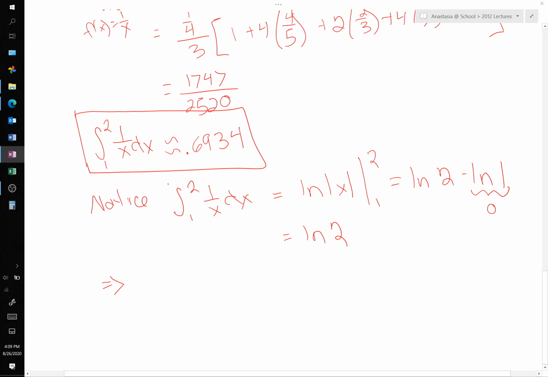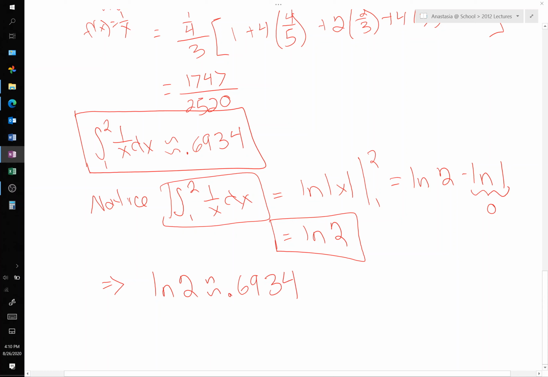Well, if we combine the two answers that we got, then this means that the natural log of 2 is approximately equal to 0.6934. And there is another nice use of numerical integration, or approximate integration, is that if you are approximating an integral that you can actually evaluate analytically, you might be able to use it to get a pretty accurate decimal approximation for an irrational number, a number that you can't really represent any easier.